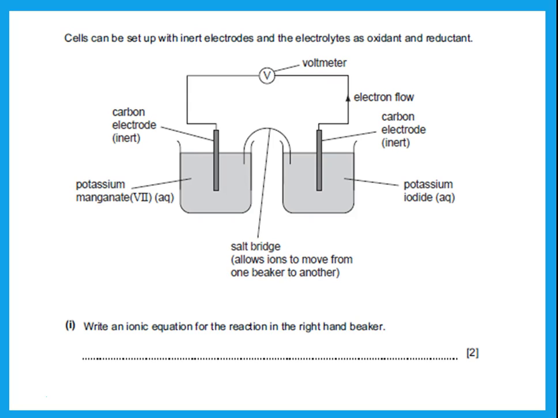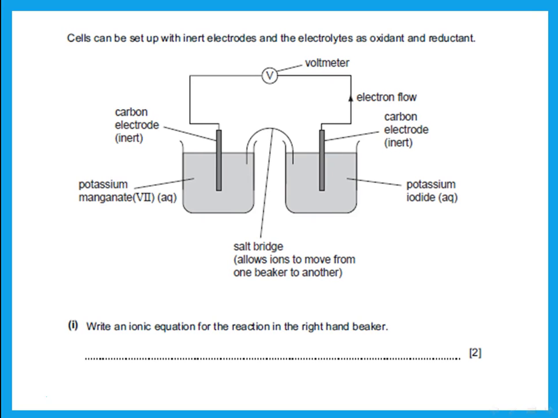Okay, this is a cell that can be set up with inert electrodes, and the electrolytes act as oxidants and reductants. So he has two beakers, one containing potassium manganate and the other containing potassium iodide. You should remember that potassium manganate is an oxidizing agent and potassium iodide is a reducing agent.